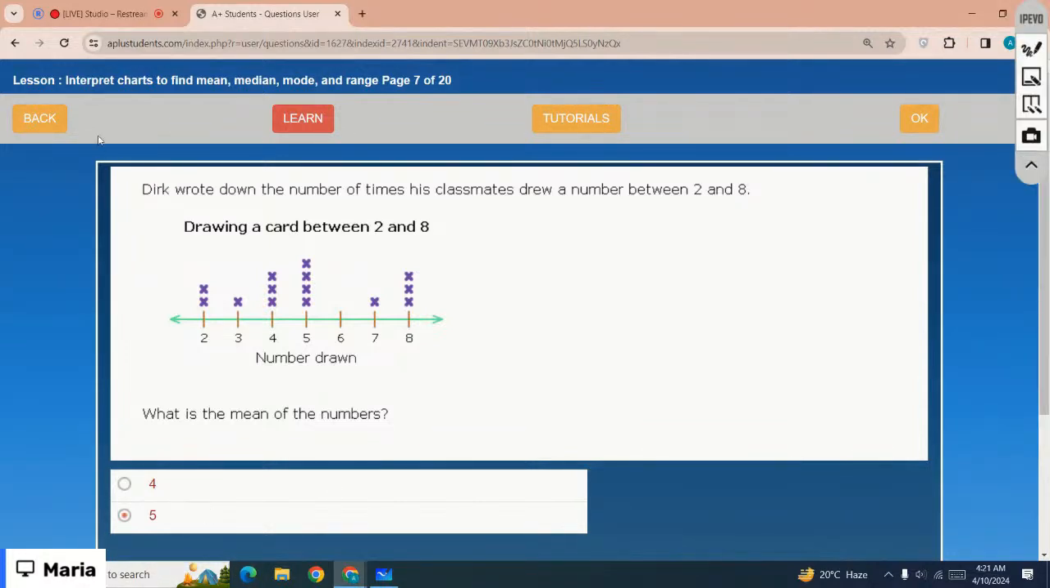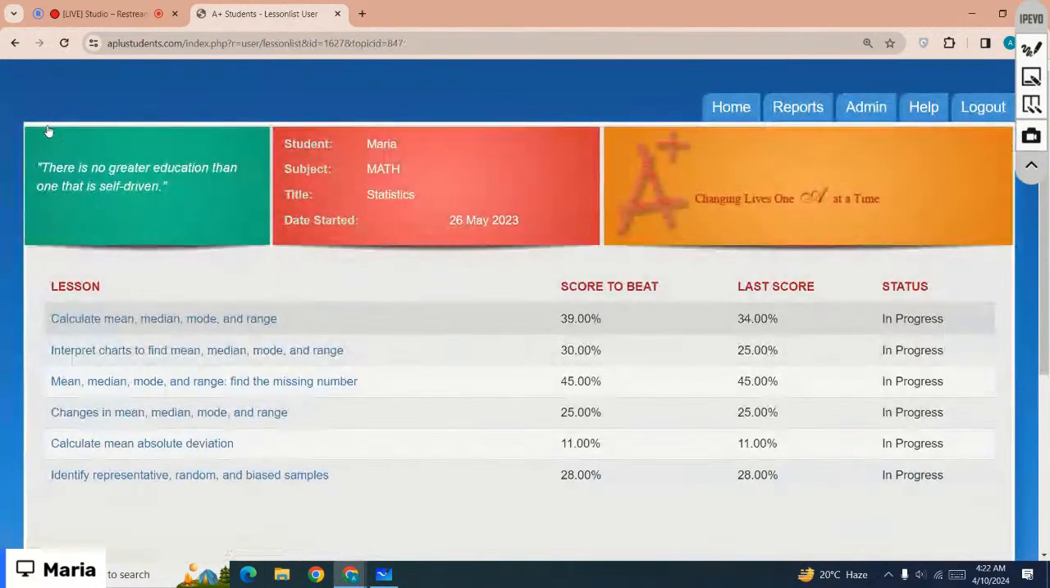Okay, you can complete the lesson by yourself later today. Let's just move on to the next one. The next one is mean, median, mode, range. Find the missing number.